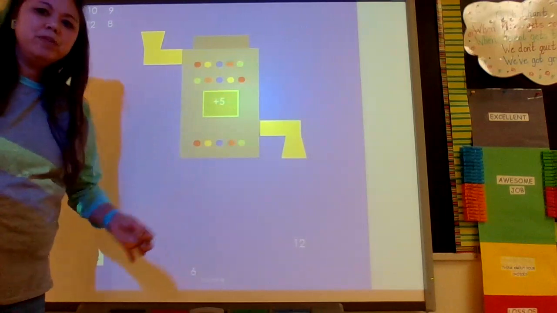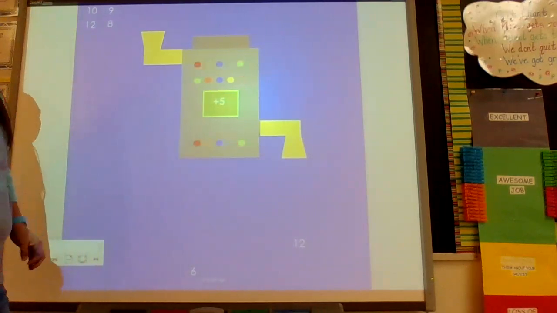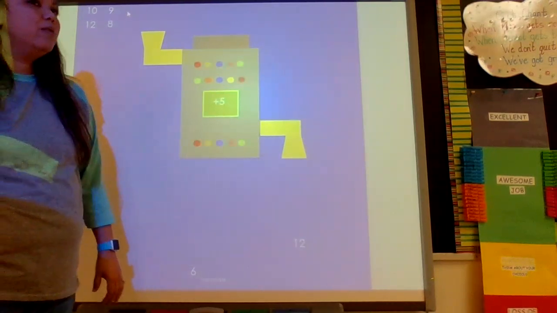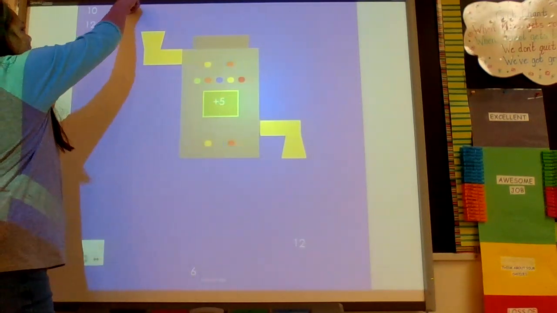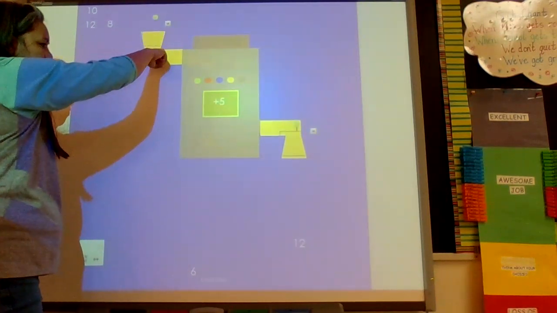What are we going to get if we put 9 in there? Add 5 to that. What do you think we're going to get? What's 9 plus 5? 14. Let's see if that's what happens. 9 goes in.